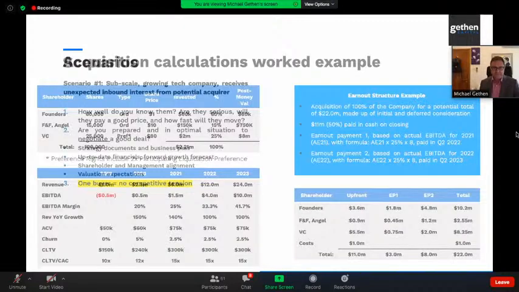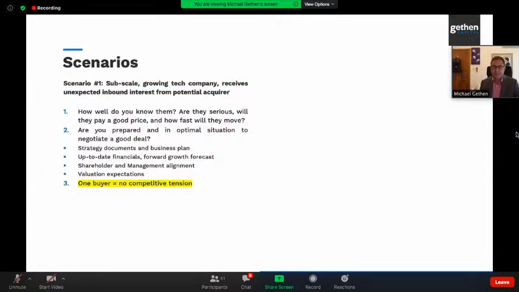So let's go through a couple of scenarios now to give you a sense of the kind of questions I get from founders on a day-to-day basis. Again, I won't go through all the detail here. So the first one is a subscale, growing tech company. And when I say subscale, that is not a disparaging comment. That's not a negative.